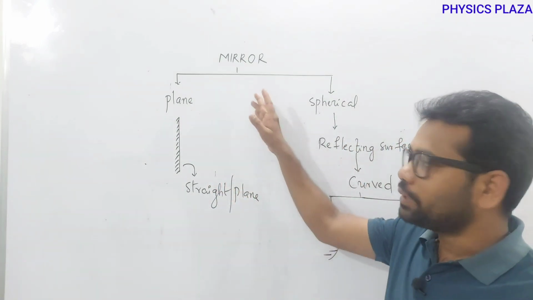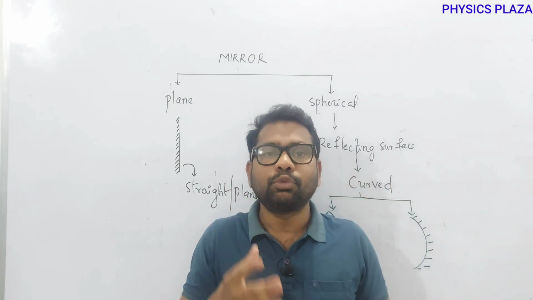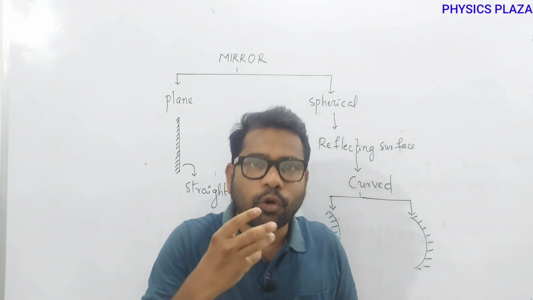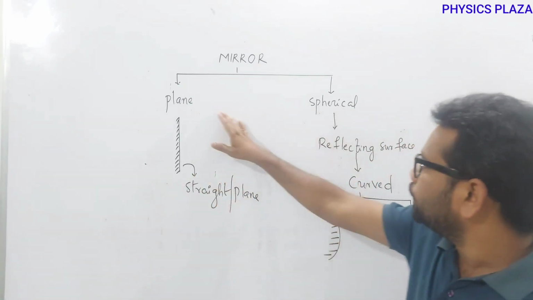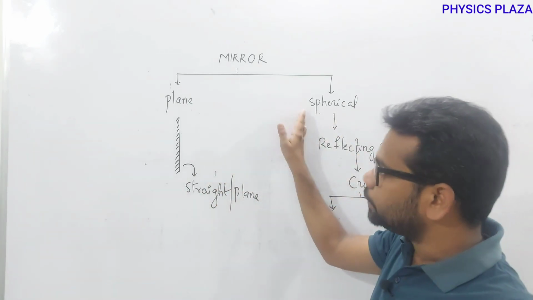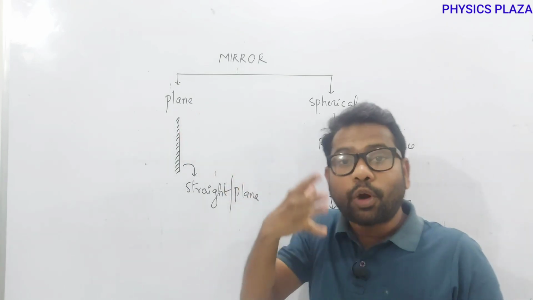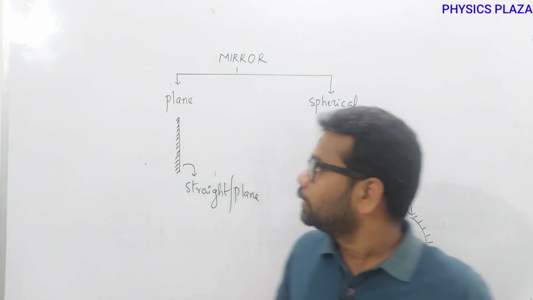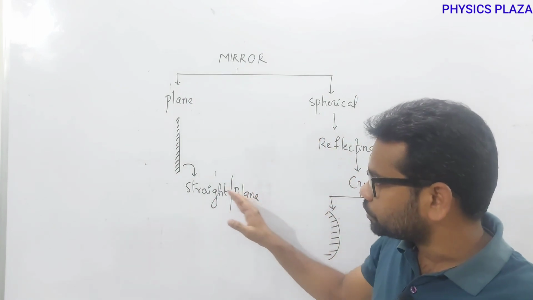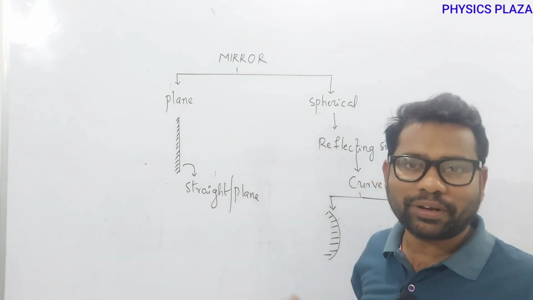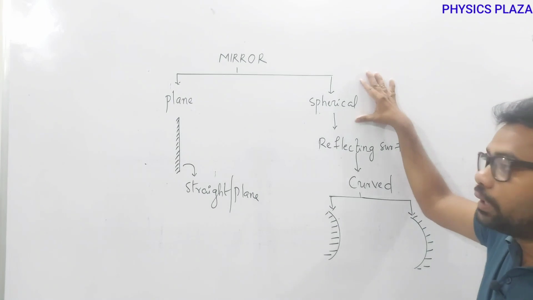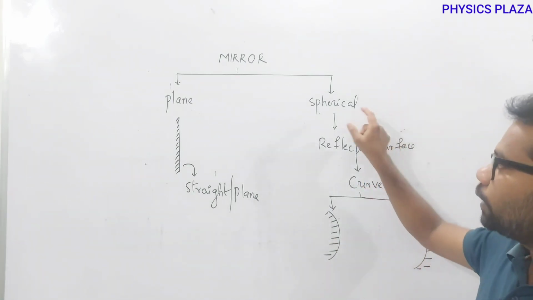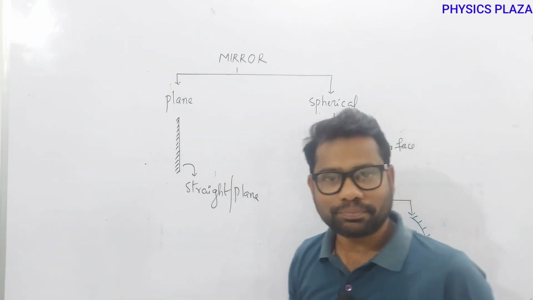Okay, children, what is a mirror? It is a smooth and highly polished surface which can reflect the whole light falling on it. Am I right? So there are two types of mirrors, plane mirror and spherical mirror. What is a plane mirror? See, on what basis are we classifying? Based on the reflecting surface. The mirror whose reflecting surface is straight or plane is called a plane mirror. What are spherical mirrors, children? The mirror whose reflecting surface is curved is called a spherical mirror. Am I clear?